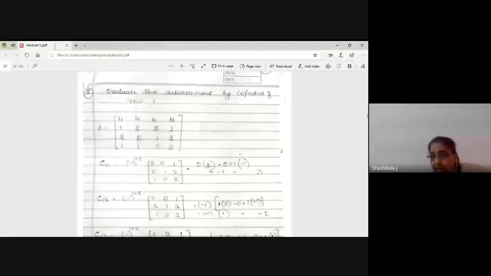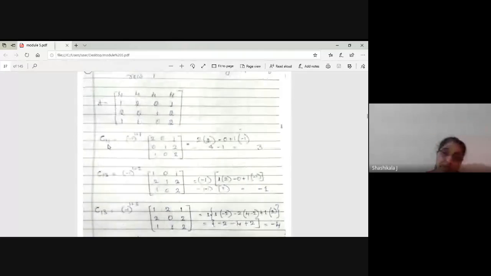If this is not clearly visible... Now, have you understood the concept? Is there any doubt in this till now? Okay, let me solve a problem so that your understanding will be better. Now evaluate this determinant by the cofactors of row 1. They have given only row 1, so I have to do only that.